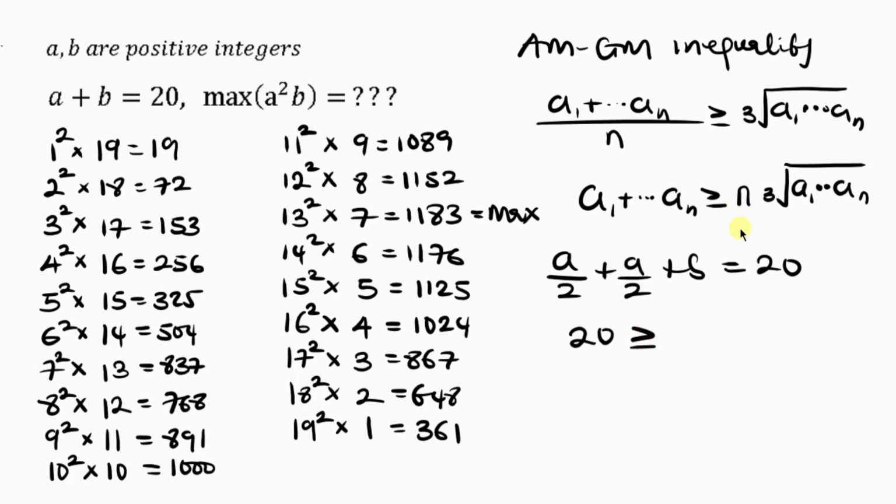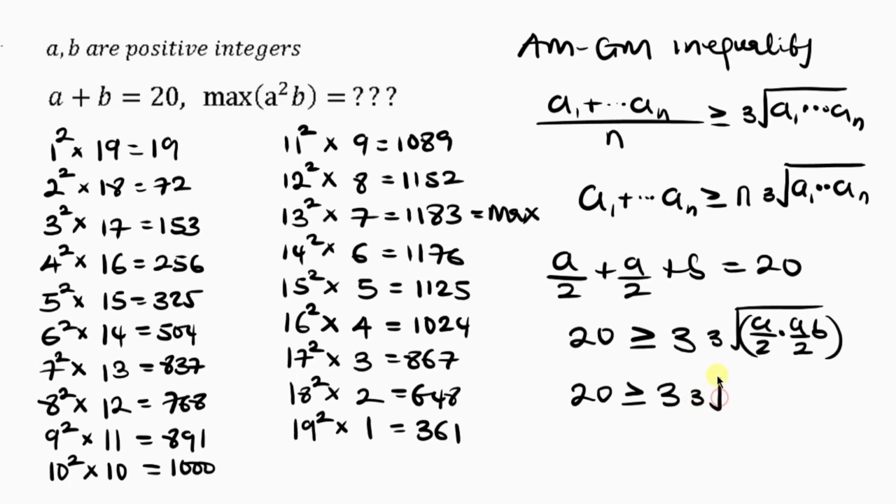n is the number of terms. So how many terms do we have? 1, 2, 3. So there are 3 terms times the cube root of their product. So what is the product? a over 2 times a over 2, then times b. That's it. And simplifying, I'm going to be getting 20 greater than or equal to 3 times the cube root of a square b all over 4.